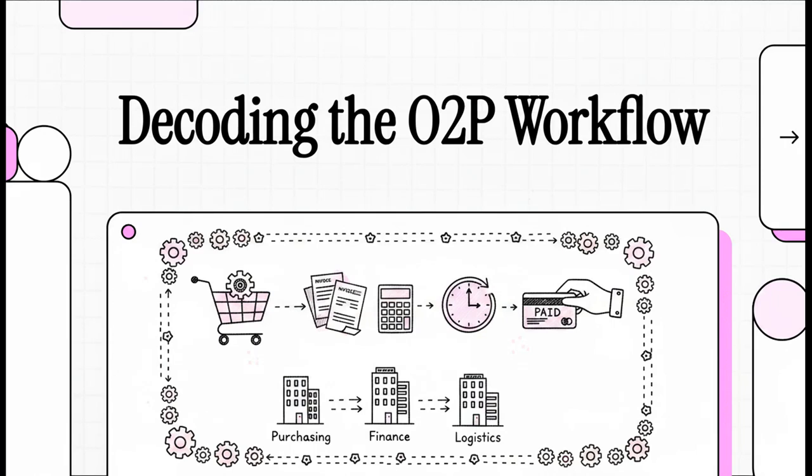So today we're diving into something that literally happens millions of times a day, but almost never gets the strategic spotlight it deserves. We're talking about the order-to-pay, or O2P, workflow. It's kind of like a highly choreographed, high-stakes, 15-step corporate relay race. Let's look at how the gears actually turn.